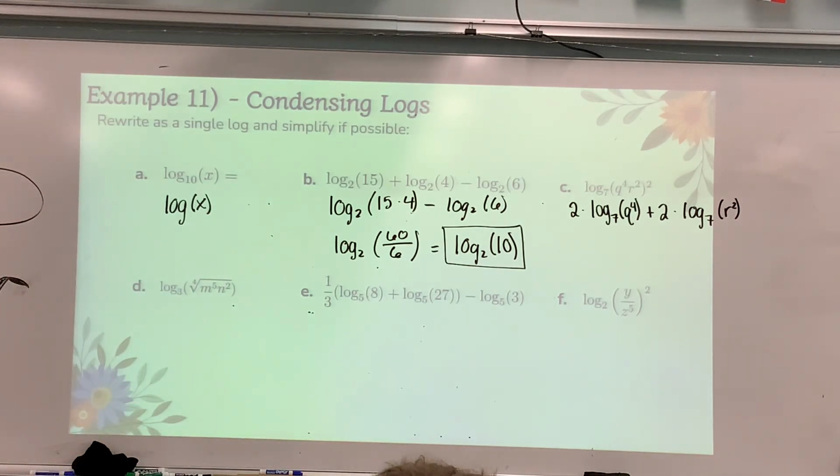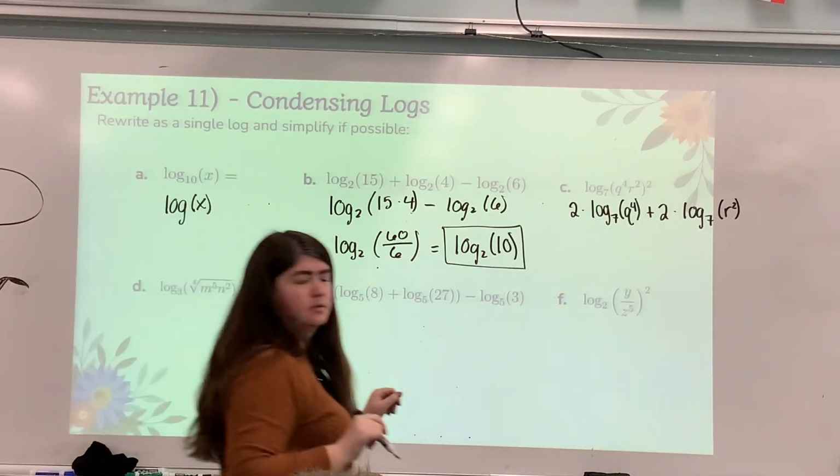We are trying to get it in as simplified a form as we can here, but we're not done. We're trying to get one single number inside the parentheses, if at all possible. So if we are looking at those, what else can we do here?